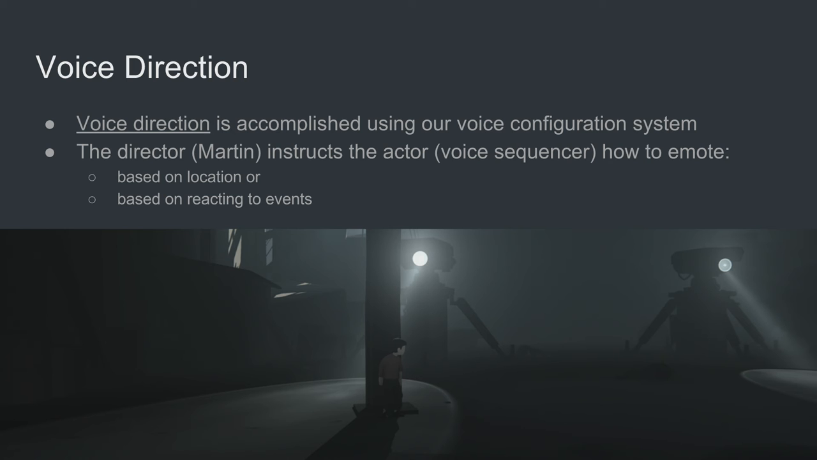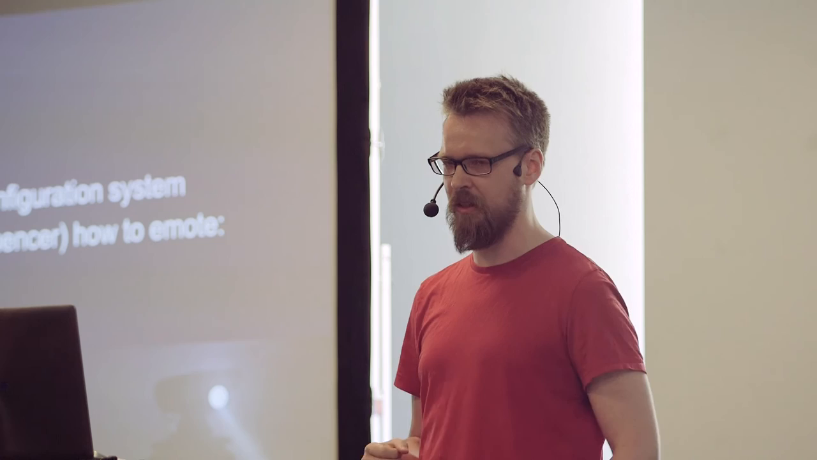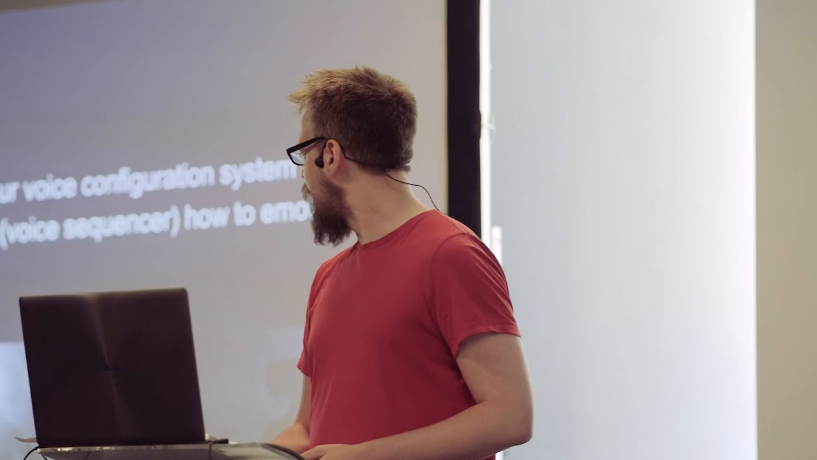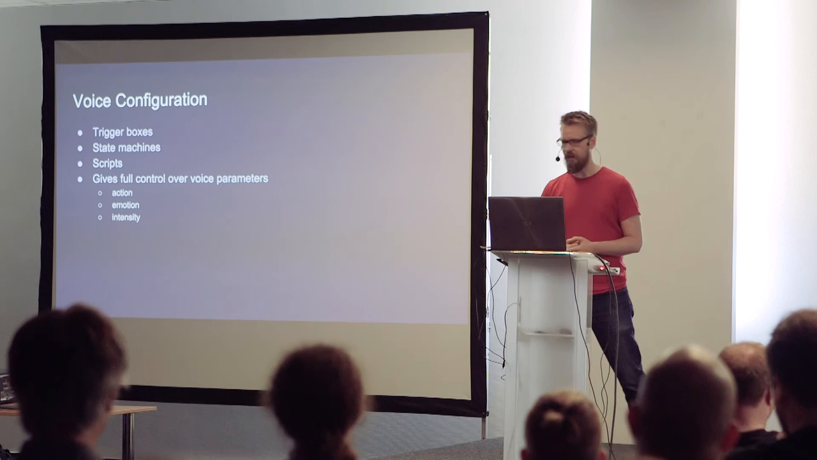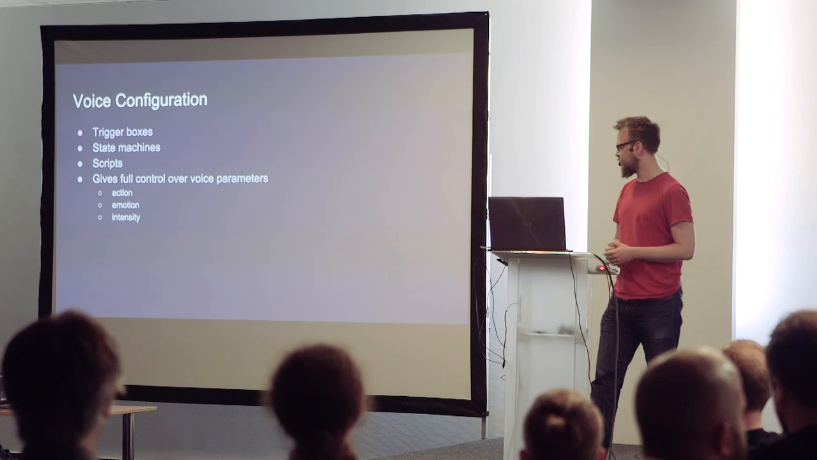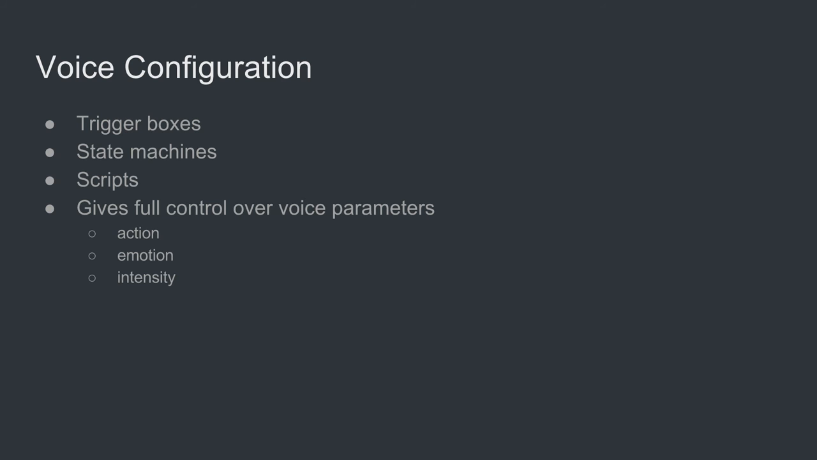So if he gets scared, he'll quickly react by sounding scared. We have a few mechanisms for that. We have basic triggers you can put into a scene. We have state machines, so we have the Playmaker machines, and you can have an action where you can define voice configuration. We can do it from a script, and we can control the parameters we talked about before.